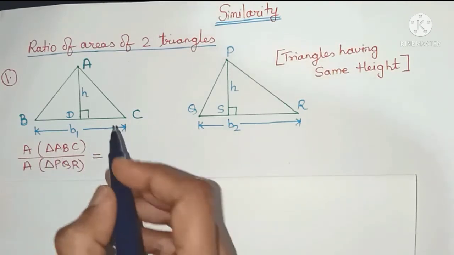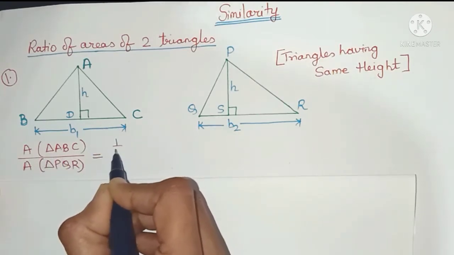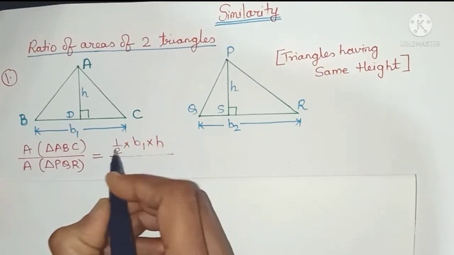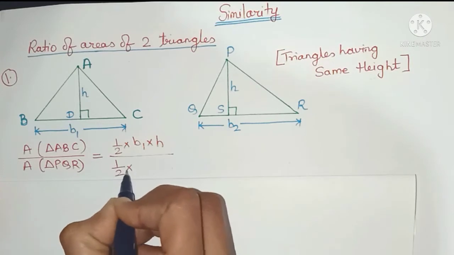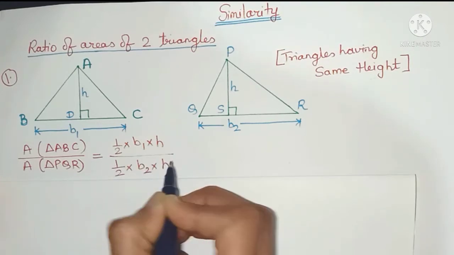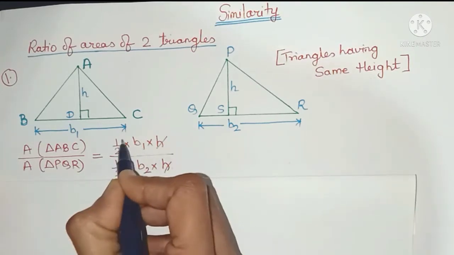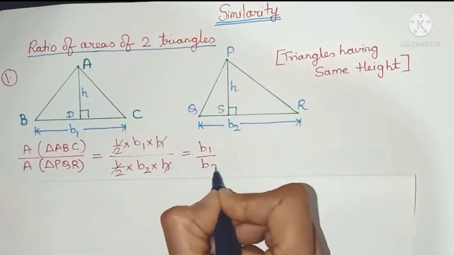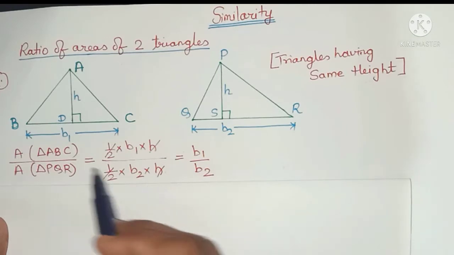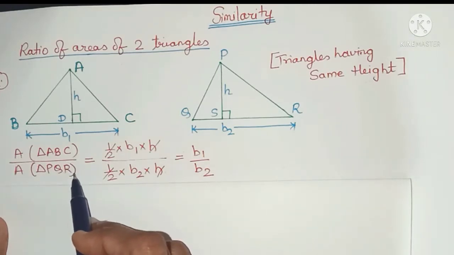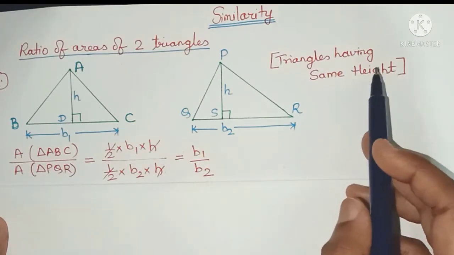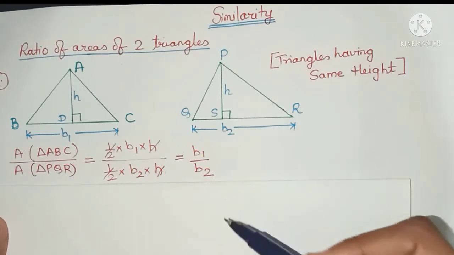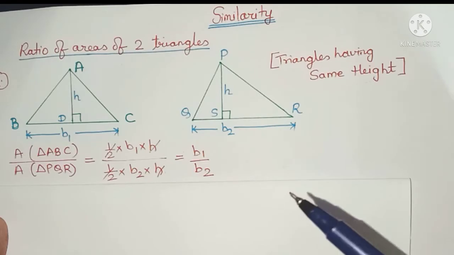Well, for triangle ABC, the area will be half into base, which is B1, times height h. For PQR, it will be half into B2 into h. Now friends, h gets cancelled, half gets cancelled. So you will be left with B1 by B2. So we can say that the ratio of the areas of two triangles having the same height will always be B1 by B2. That is the ratio of their respective bases.